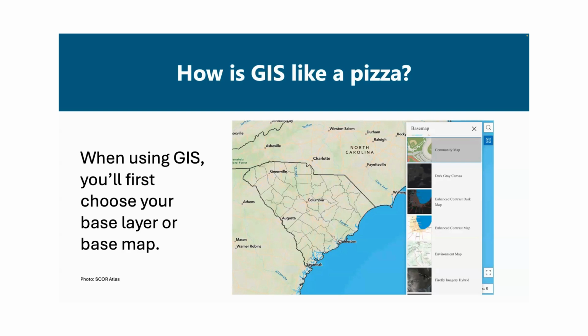Similarly, when you first use a GIS tool, you'll first choose your base layer, which may also be known as a base map. Base maps offer alternatives for the fundamental layer upon which you will add additional layers of data. Typically, you'll want to choose a base layer or base map that allows you to see other data layers clearly. In this example from the South Carolina Office of Resilience's Atlas tool, we have selected the Community Map base map, but we could have chosen many other options.